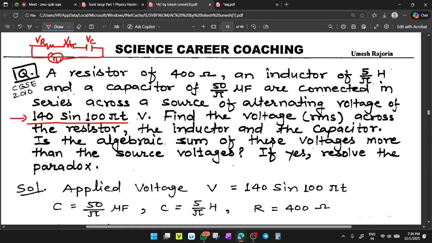Is the algebraic sum of those voltages more than the source voltage? You see here the maximum value of the source voltage is given as 140. So you have to check whether the sum of all the voltages is greater than the applied voltage. This is the first thing. If your result is greater than the applied voltage, then solve this paradox. Why is it happening? Okay, done.